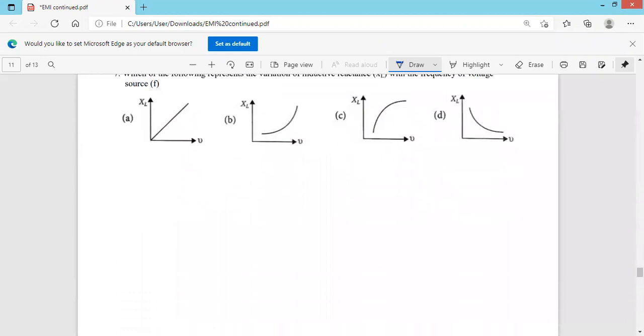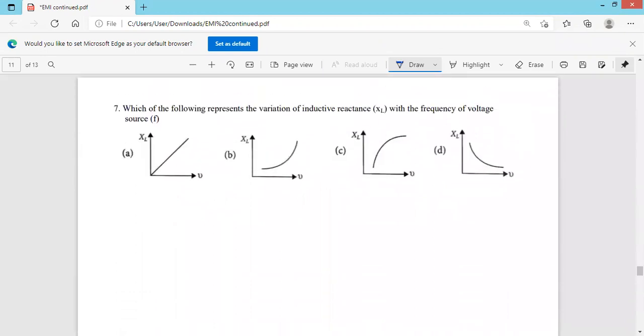Which of the following represents variation of inductive reactance with the frequency of voltage? So we know that XL is equal to ωL. Omega means 2π ν, or 2π f, into L. So here is a graph of XL versus ν. XL versus ν means instead of f, take ν.